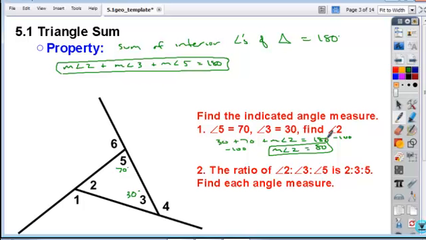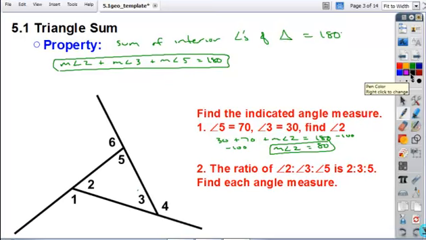Okay, I want you to take just a moment and see if you can answer question 2 on your own. It's a little more complex, but still a relatively basic type of question. And see if you can come up with the answer. All right, there's 2 ways to approach this. How many of you set up 2x plus 3x plus 5x equals 180? Okay, so probably most of you will tend to set up in that way.